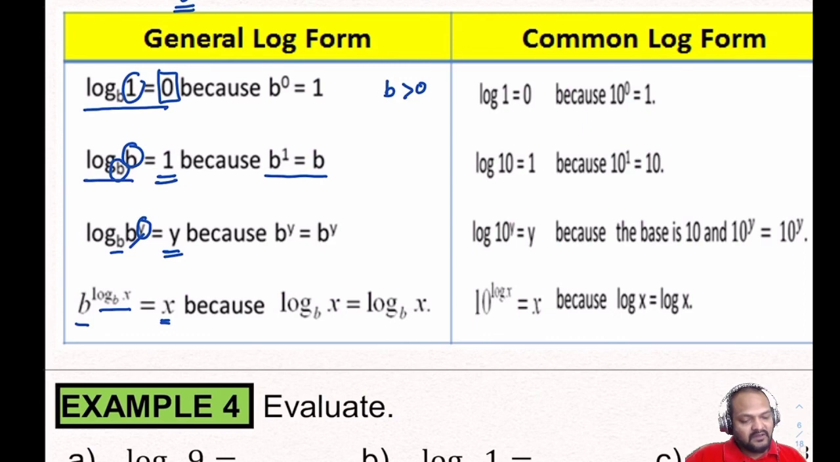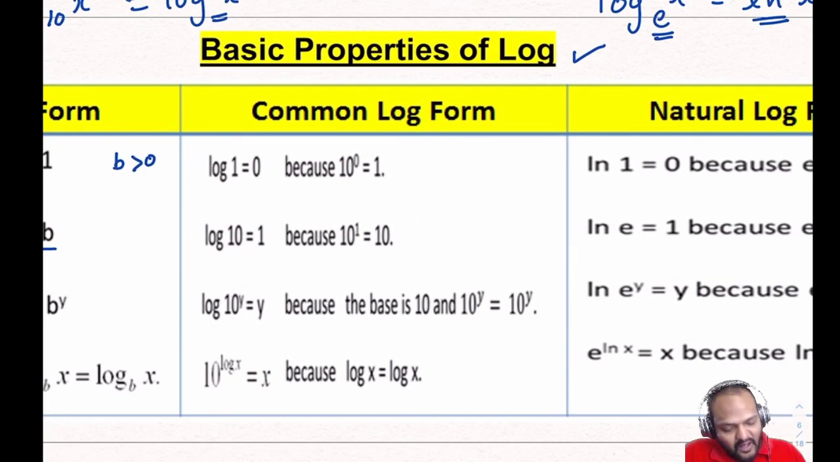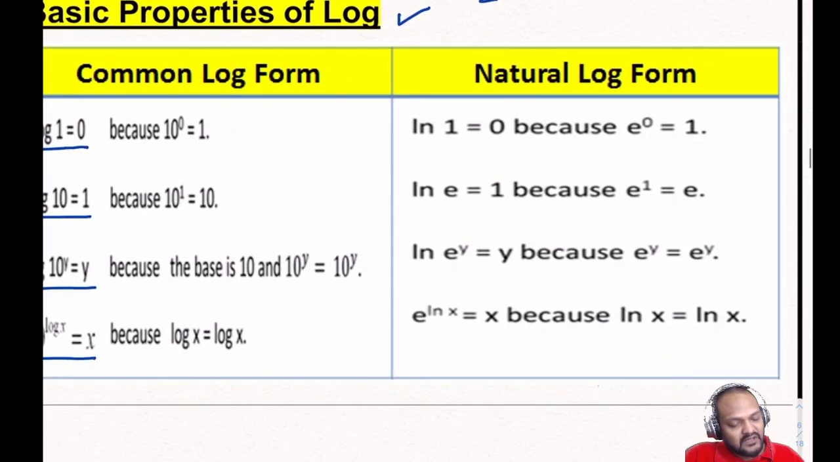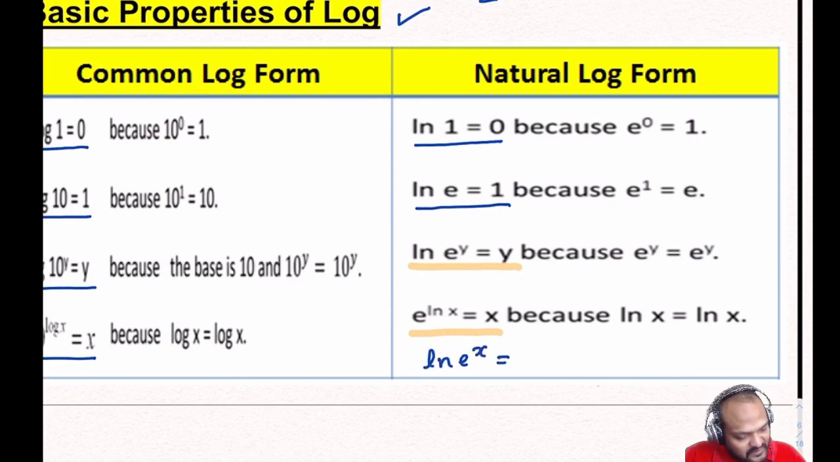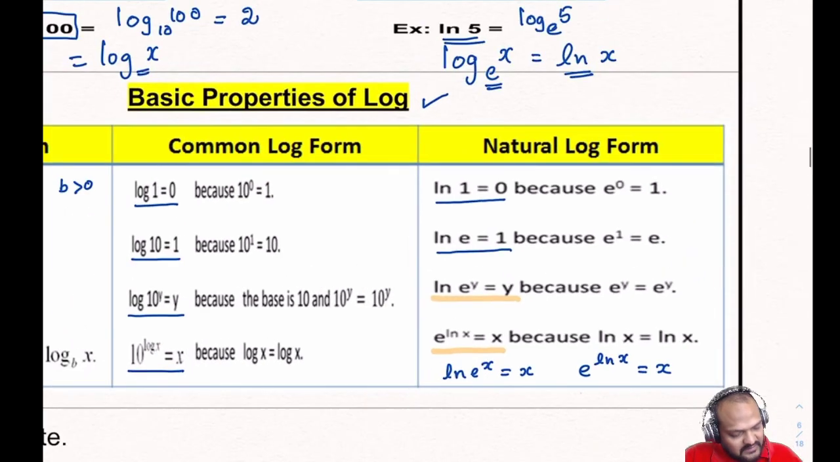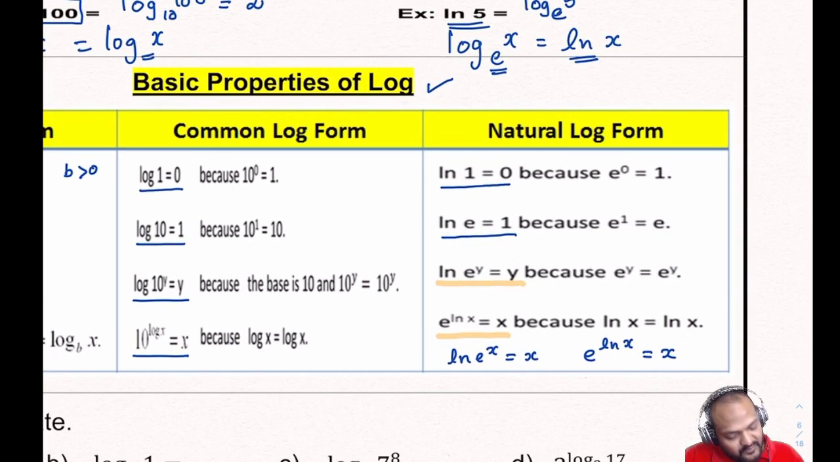All right, so let's take a look at some of the properties of the common log. So log 1 is always 0, log 10 is always 1, log of 10 to the y is always y, 10 to the log x is equal to x. Similarly, if you take a look at the natural log form, ln of 1 is always 0, ln of e is always 1, ln of e to the y is always y, e to the ln of x is always x. Also, I should tell you, ln of e to the x is also x. Something that you should know, something we'll be using a lot.